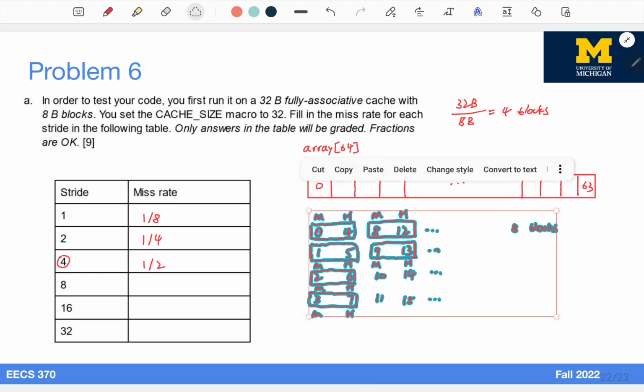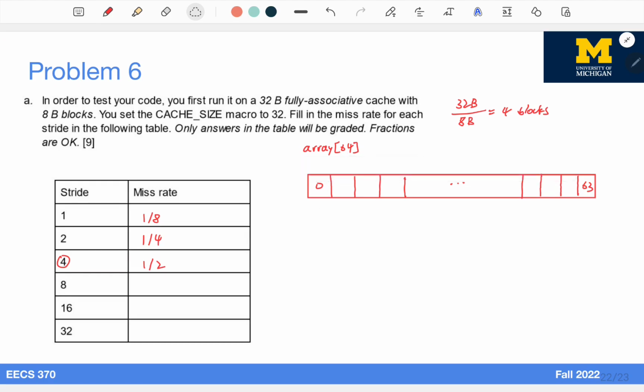And for stride equals 8, the reasoning would be very similar. Because every contiguous access would be in different blocks, we will have exactly 1 miss for every access, and the miss rate would be 1/1 or just 1.